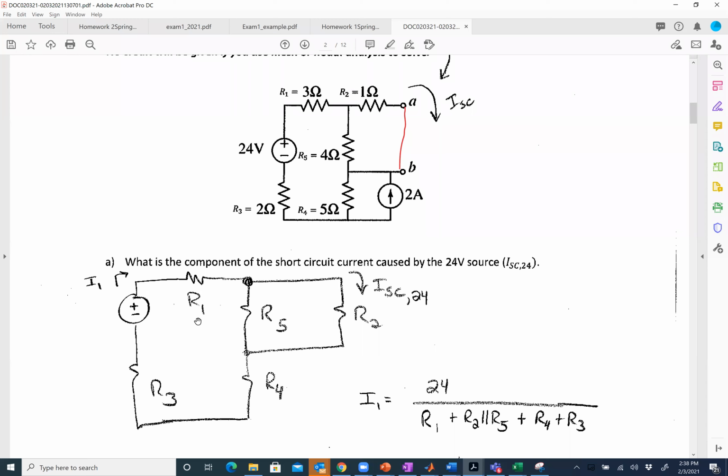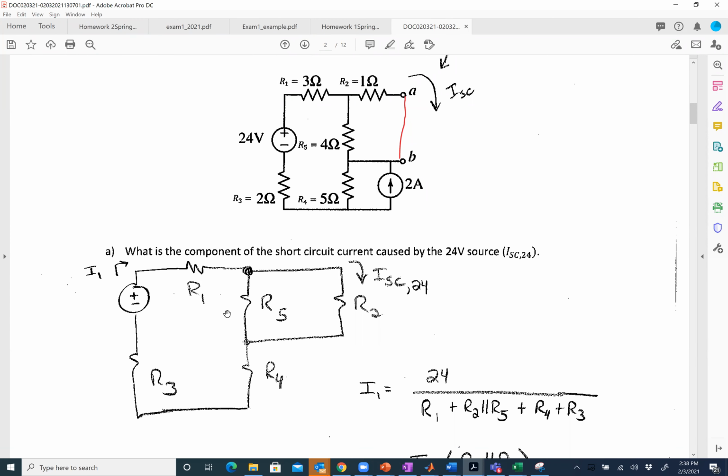So you see what I did here, right? I said I wanted to find this current right here, ISC24. If I put a short circuit there, the circuit simplifies like that. Let me stop. Any questions about how I simplified that circuit? That should be straightforward.